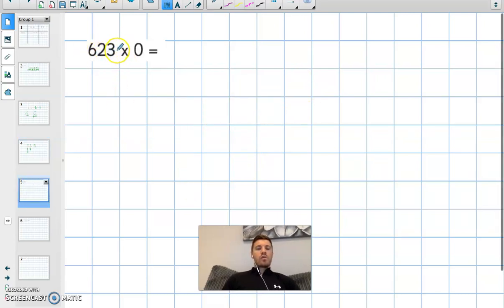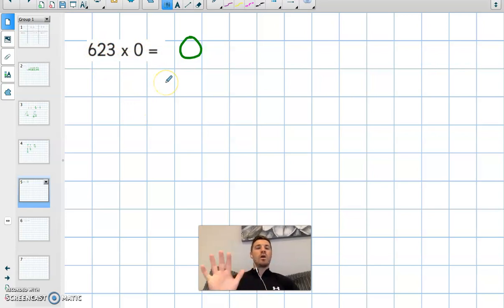Here we go then, 623 multiplied by 0. We always know the answer is 0. Whenever you multiply a number by 0, because there's no lots of that number. There's no lots. So there's nothing. Okay, moving on.